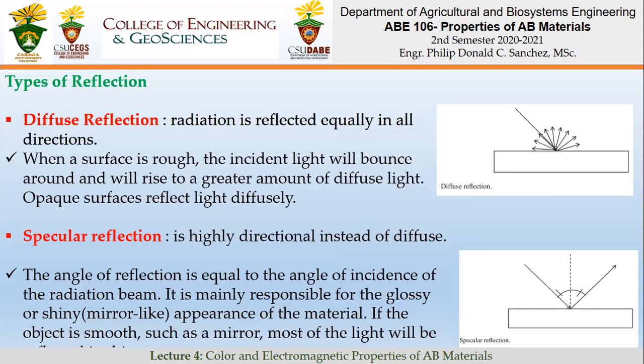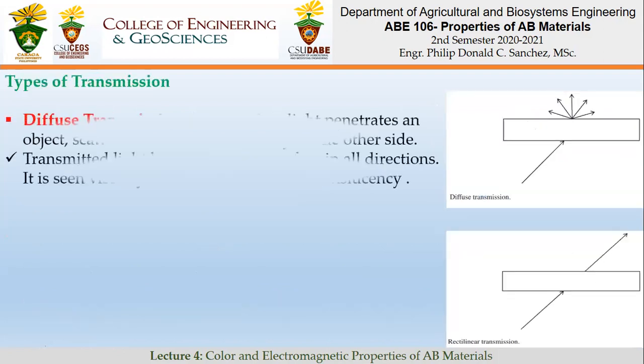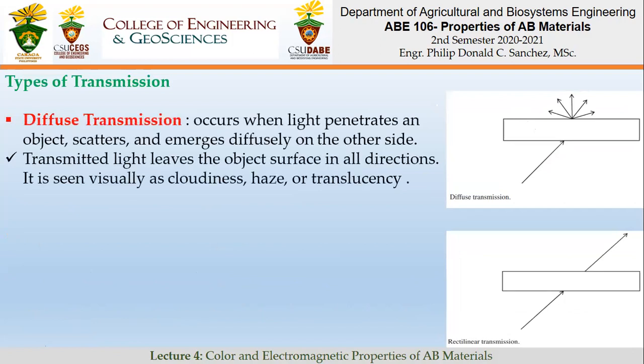In specular reflection, the angle of reflection is equal to the angle of incidence of the radiation beam. So that's how diffuse and specular reflection differ. Also, there are two types of transmission. Again, the most common characteristics of light interaction are reflection, absorption, and transmission.